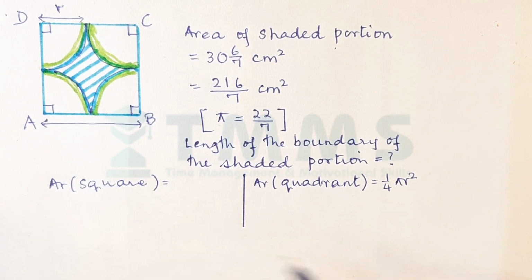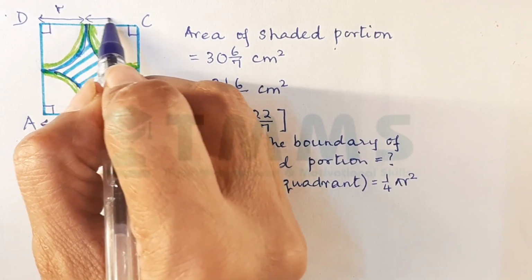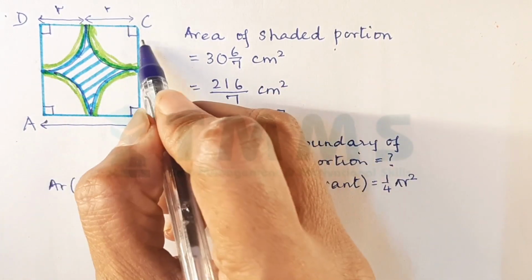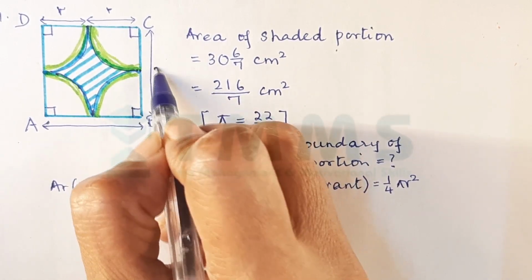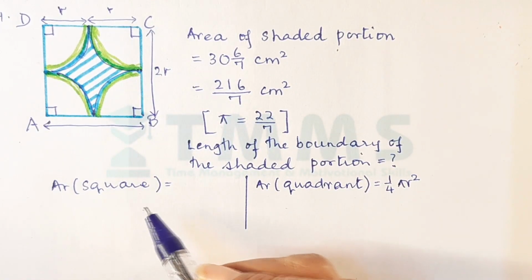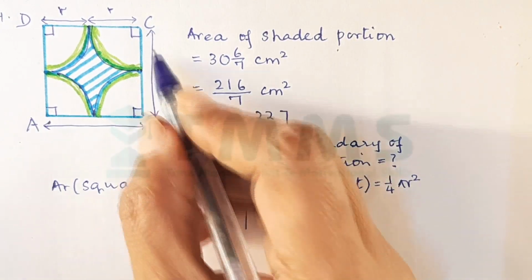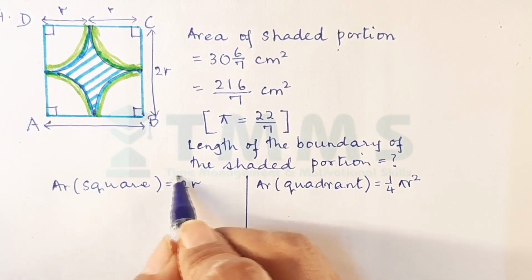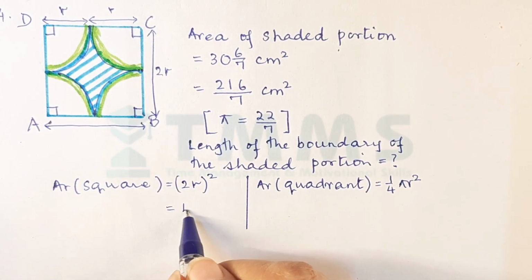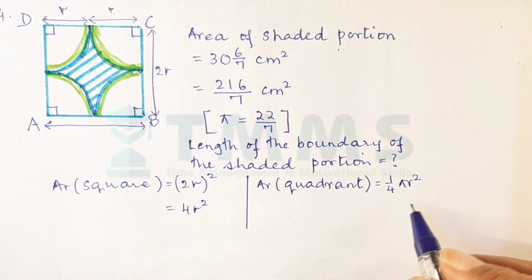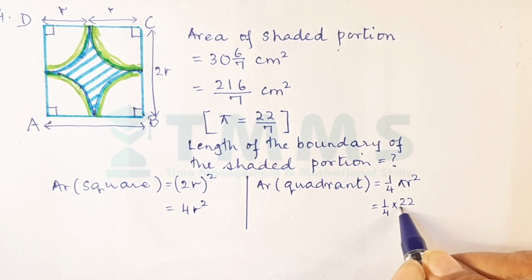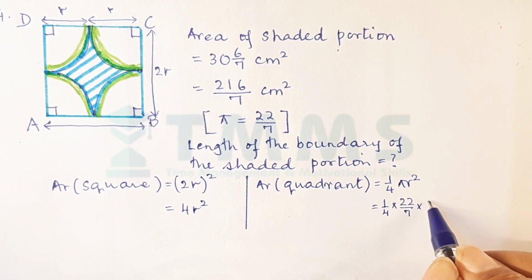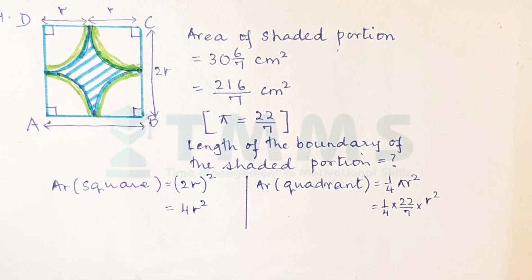So I need to find the area of the square and the area of the quadrant, but I'm just going to write the radius as R. So from here to here, it becomes R plus R, which means it is 2R. Are you with me? So for the area of the square, each side becomes 2R, so side squared means (2R) squared. That becomes 4R squared. Area of the quadrant is 1/4 multiplied by 22 upon 7 multiplied by R into R, that is R squared.